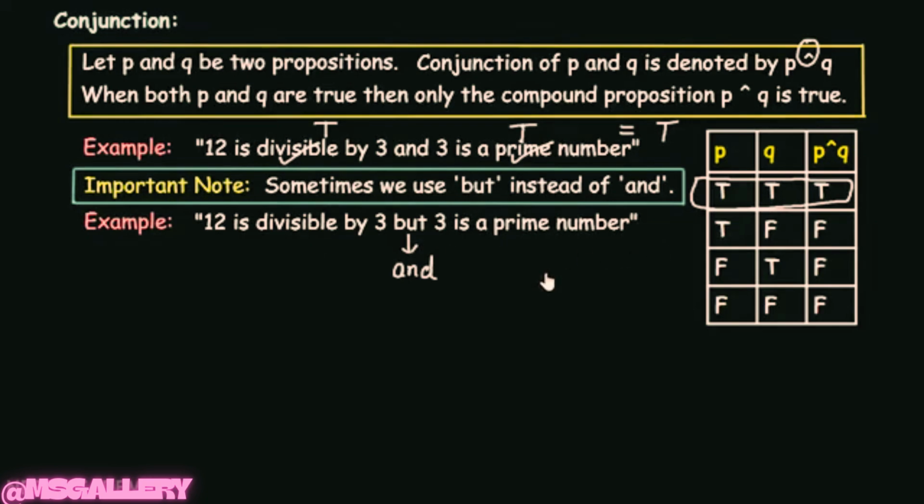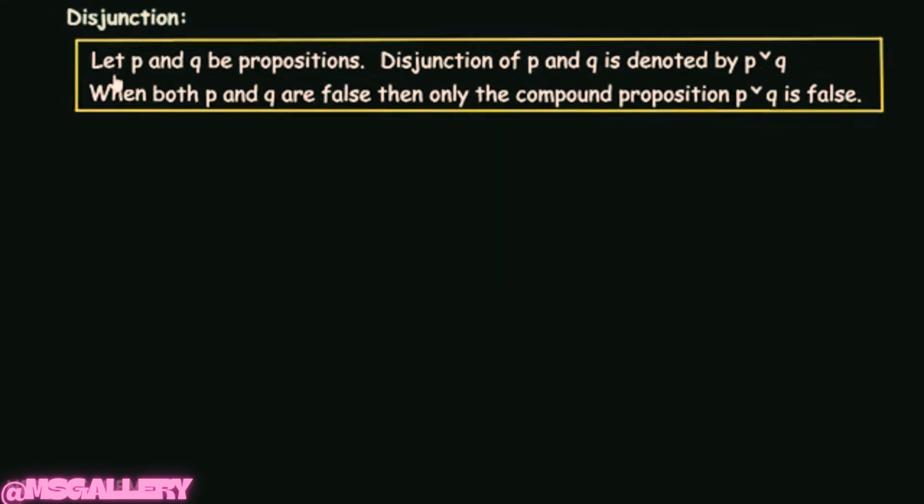Now let's consider our third operator in the list of logical operators, that is disjunction operator. Let P and Q be propositions. Disjunction of P and Q is denoted by P or Q. Please note down, disjunction means or, and this is the symbol we are going to use for disjunction. P or Q. When both P and Q are false, then only the compound proposition P or Q is false.